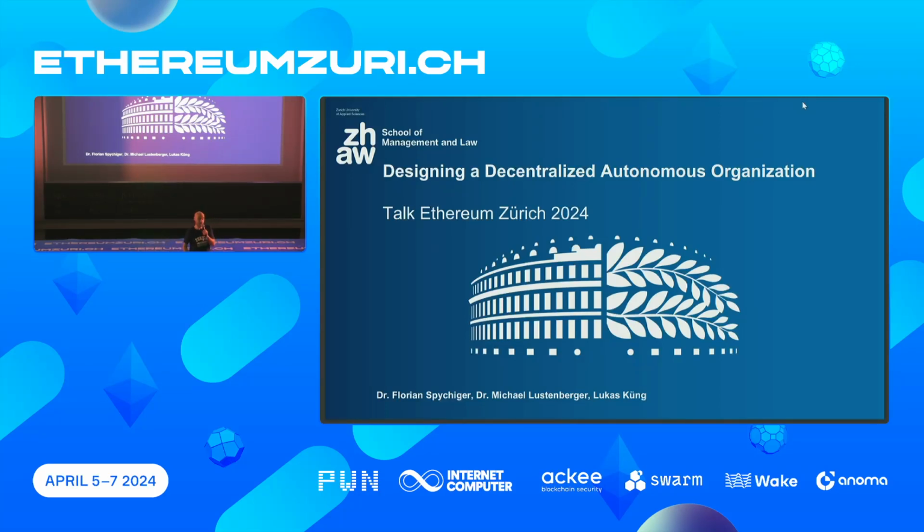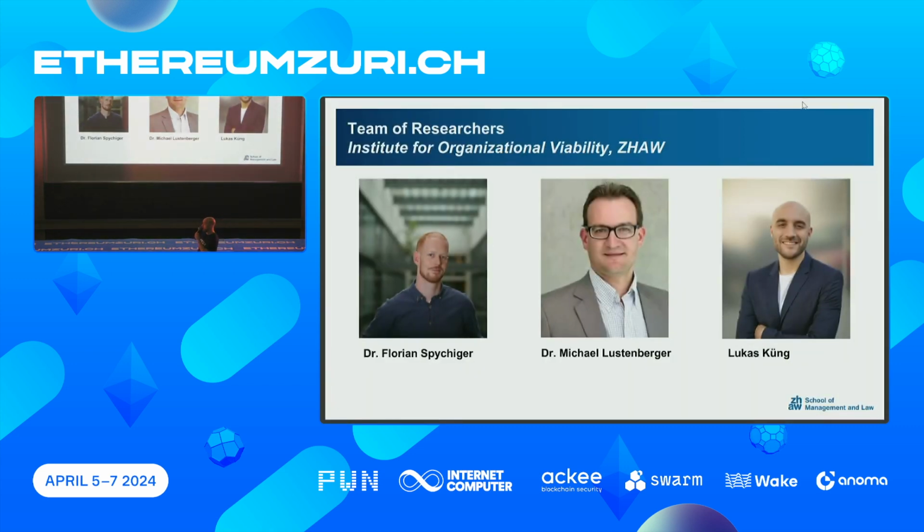Today we will be talking about the project How to Design a Decentralized Autonomous Organization. We are a team of 3 researchers that conducted this research on how to design a decentralized autonomous organization. And we are all part of the Institute of Organizational Viability at the Zurich University of Applied Sciences.